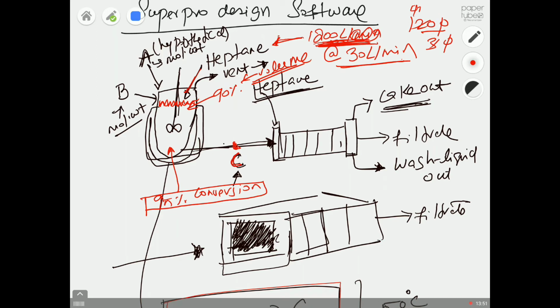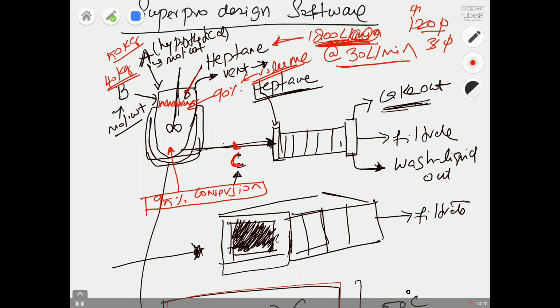So these are some conditions that we are going to keep. And then component A, we are going to feed 50 kg, and then component B, we are going to add 40 kgs. And then what else do we need?